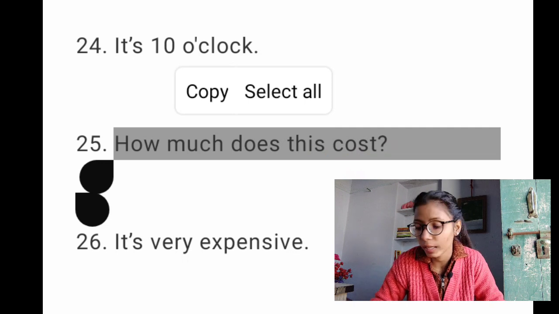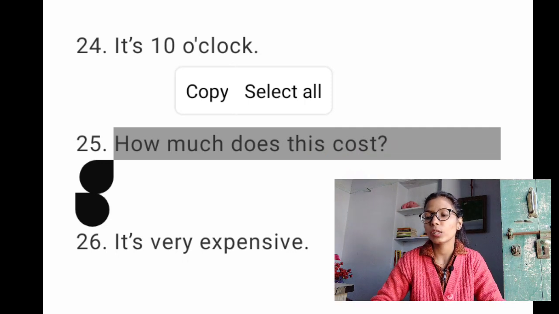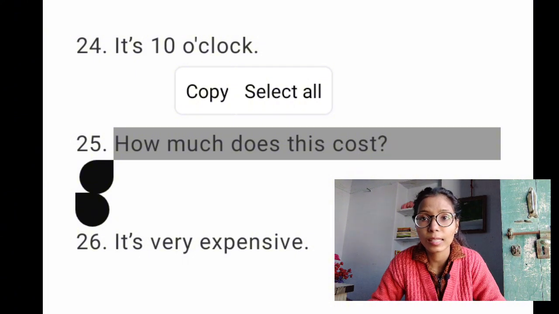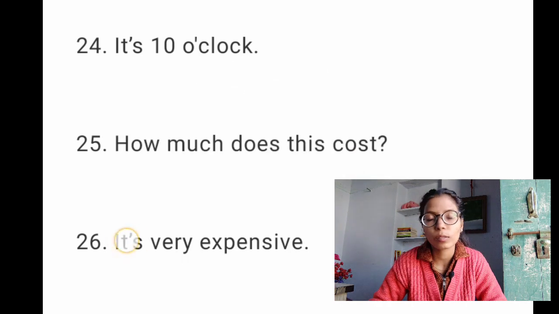यह कितने रुपए का है? Then you have to answer, how much does this cost? How much does this cost? Repeat after me. How much does this cost? After this, it's very expensive.